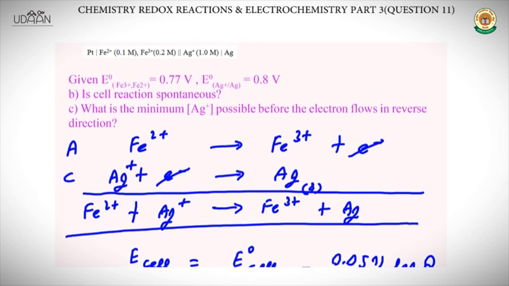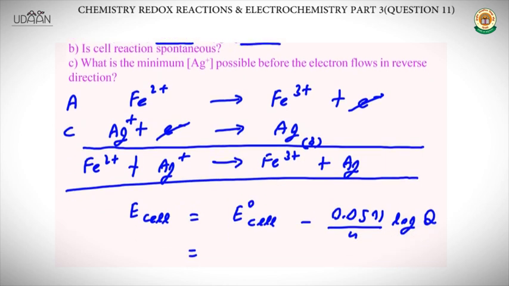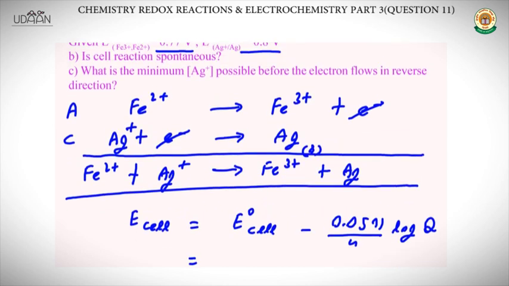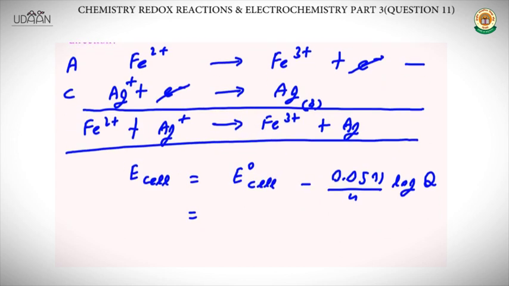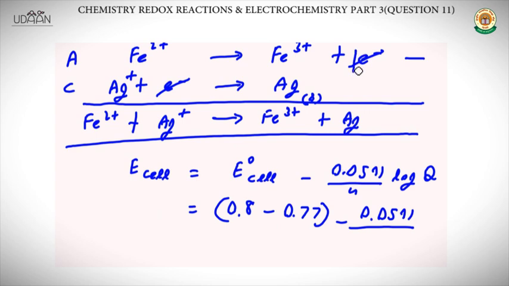So for calculating the E0 value, we know the oxidation and reduction potentials here. For Fe3+ it would be minus 0.77, and for the Ag it would be plus 0.8. Hence, we can write this as 0.8 minus 0.77 minus 0.0591 by n. N is 1 here, which is the one electron directly getting exchanged. Log of Q.